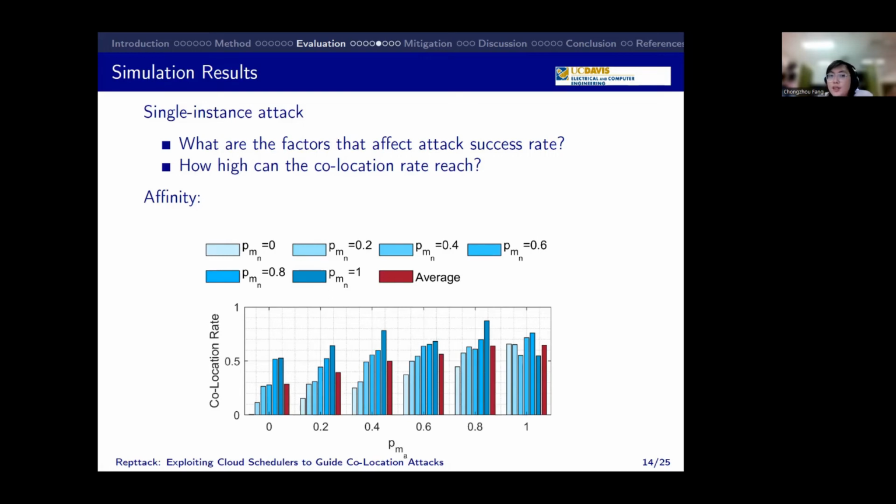And in this figure, we can see that with a single instance attack, the attacker's collocation rate can reach as high as around 70% when affinity features are extensively used by users.